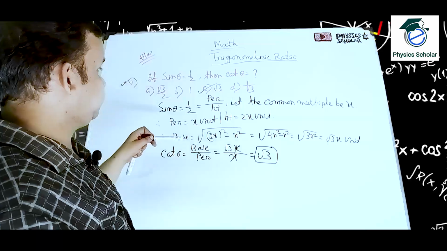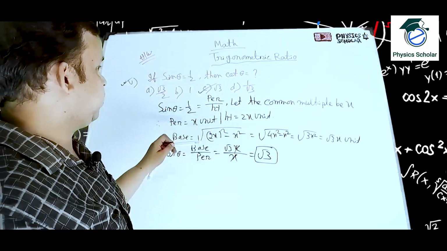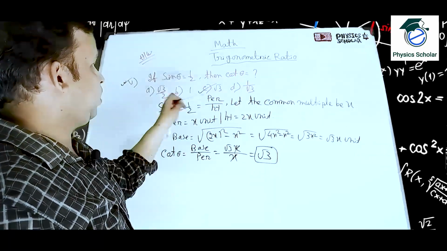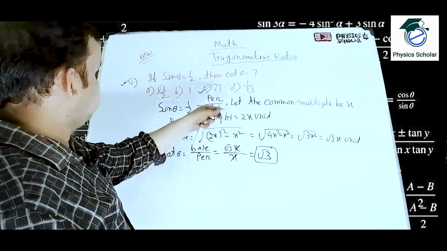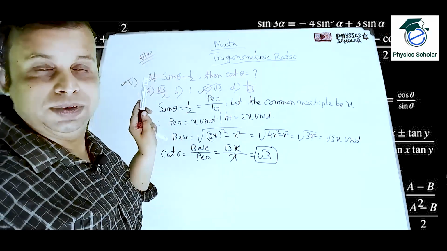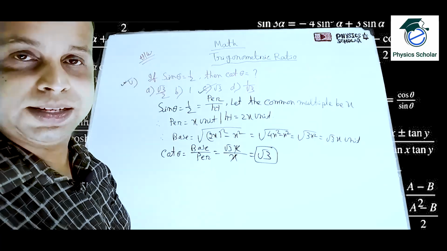Similar type of sums, only the calculation part is different and you have to remember the ratio. Clear? So hope you have understood this sum. Now let us move to the next sum.